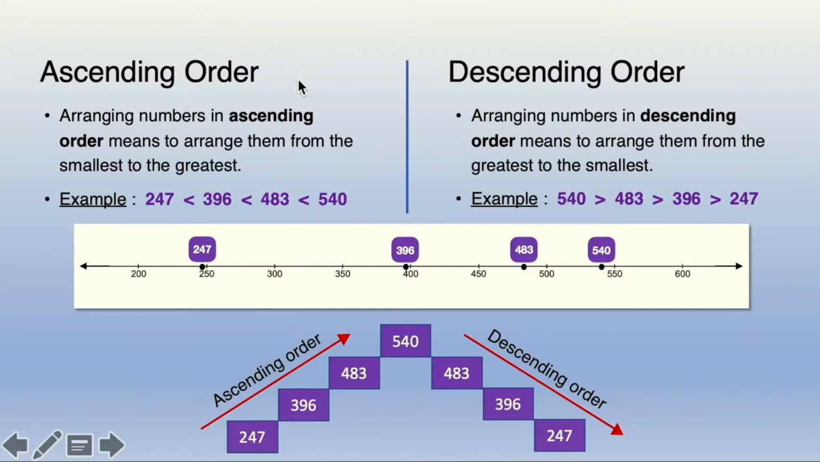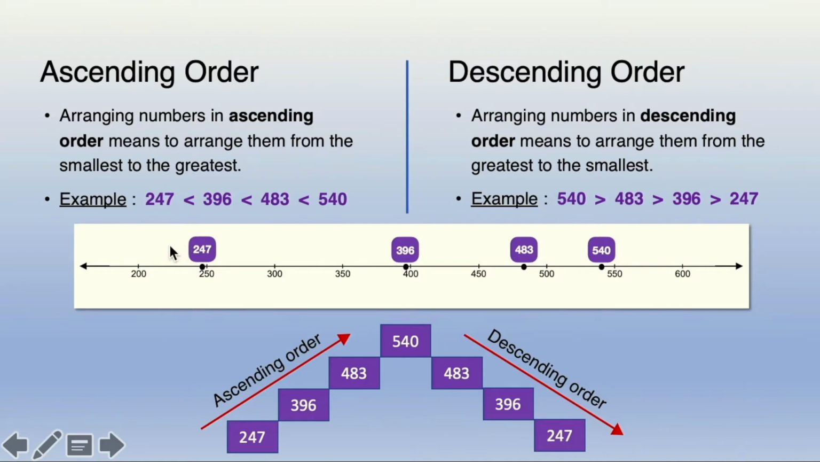Now, what do we mean by ascending order and descending order? So, arranging the numbers in ascending order means to arrange them from the smallest to the greatest value. So, over here we have 4 numbers. And for better understanding, these numbers are plotted or marked along the number line. So, over here, this number 247 has the least value out of all these 4 numbers. So, in our ascending order, this will be our first number.